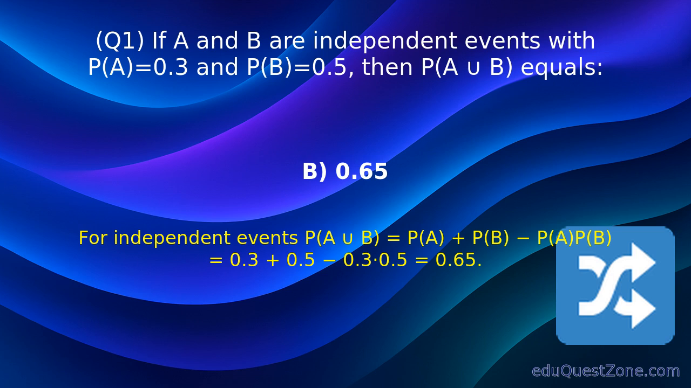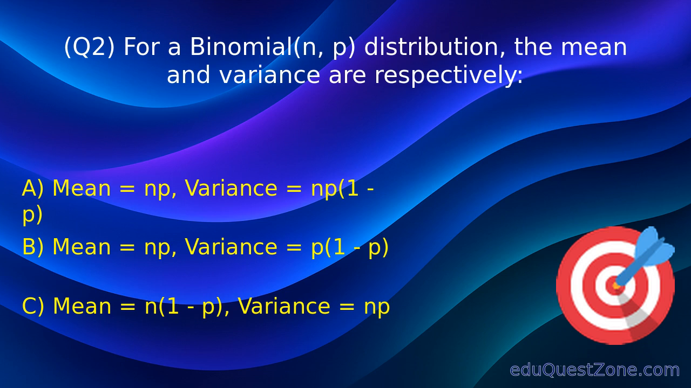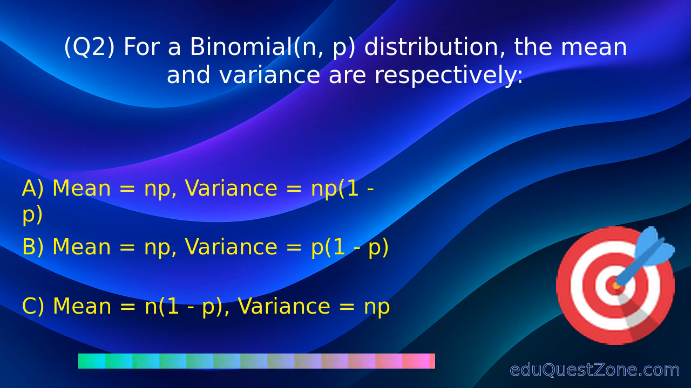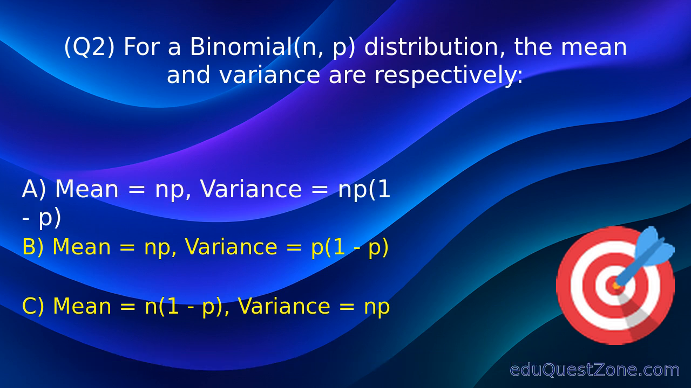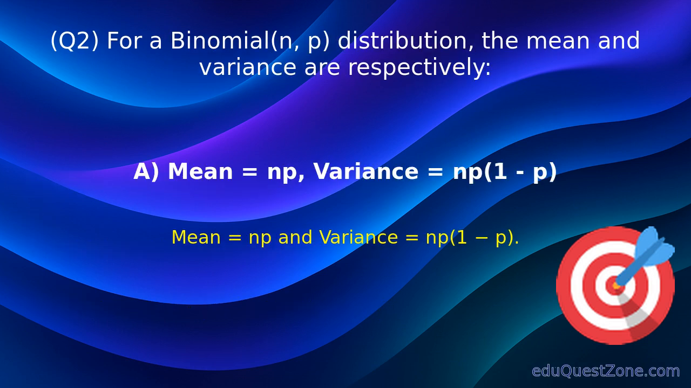0.65. Question 2. For a binomial distribution with parameters n and p, the mean and variance are respectively option A: mean equals np, variance equals np(1 minus p). Mean is np and variance is np times 1 minus p.